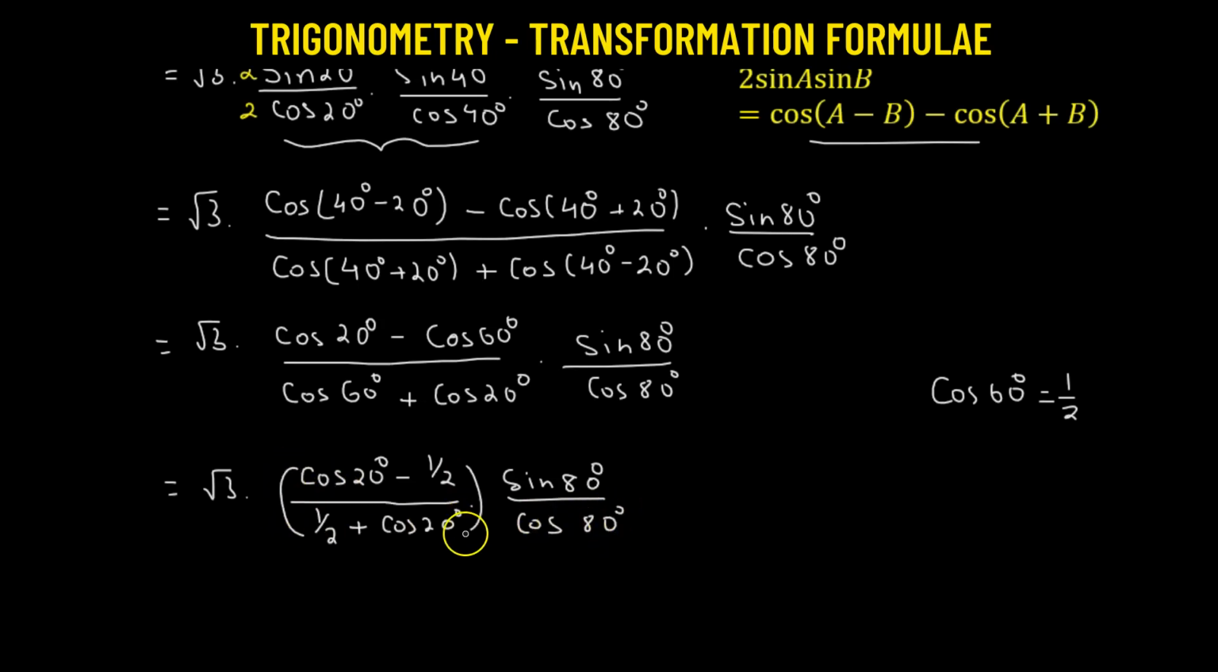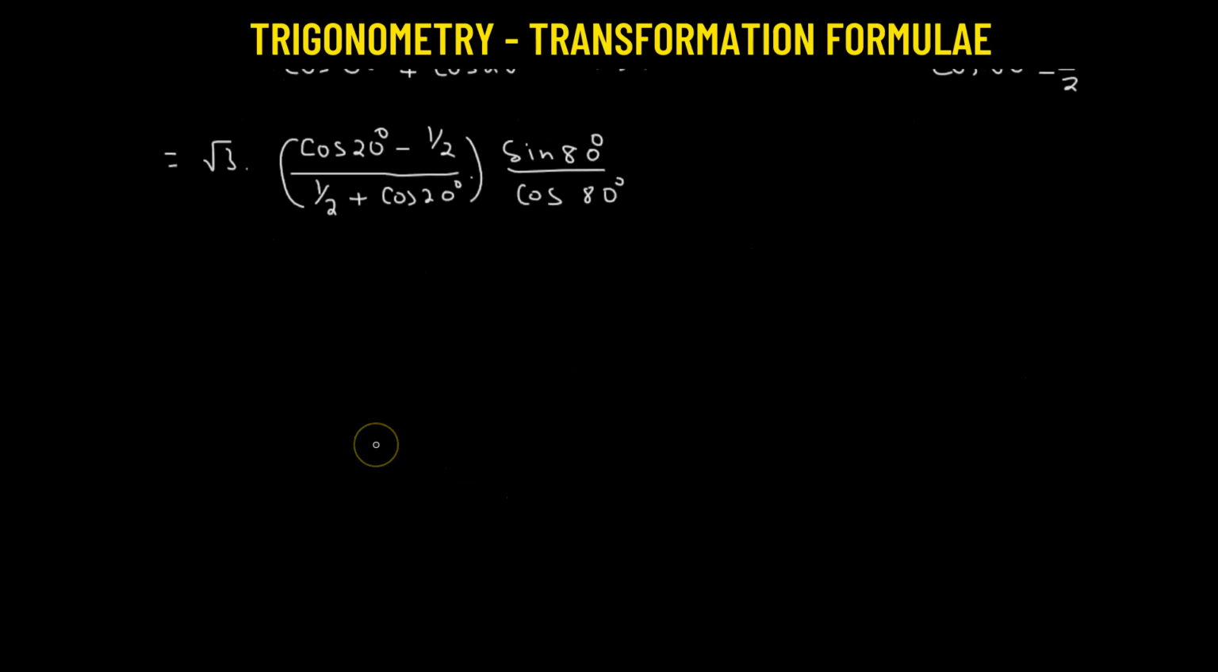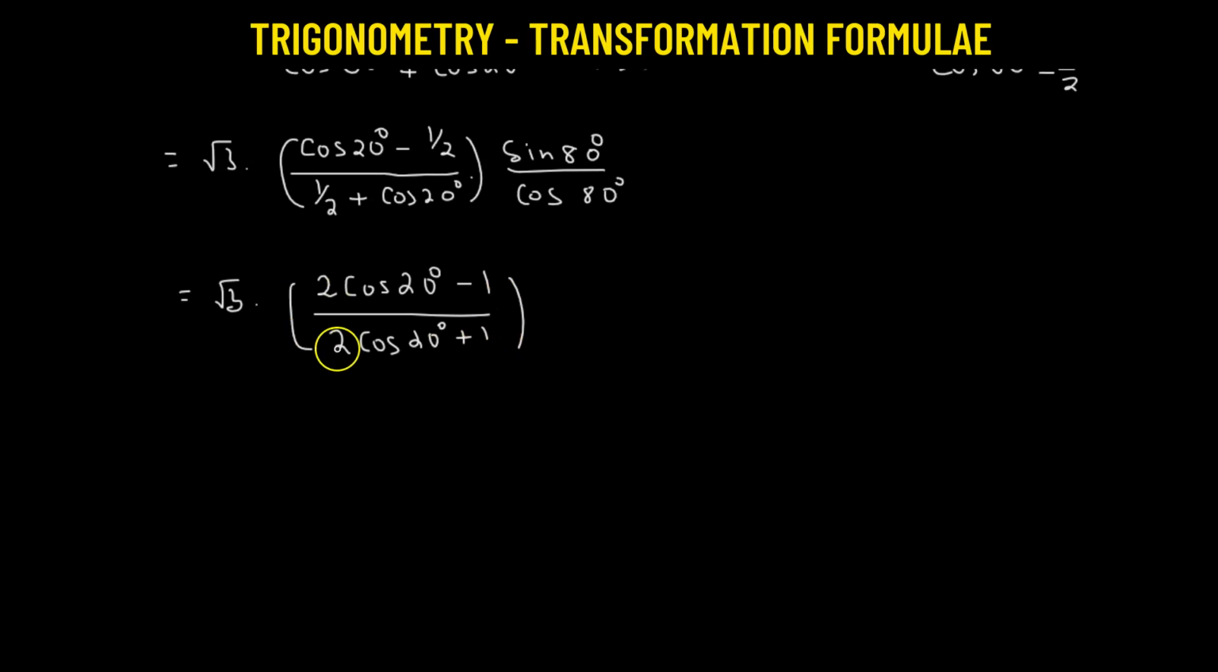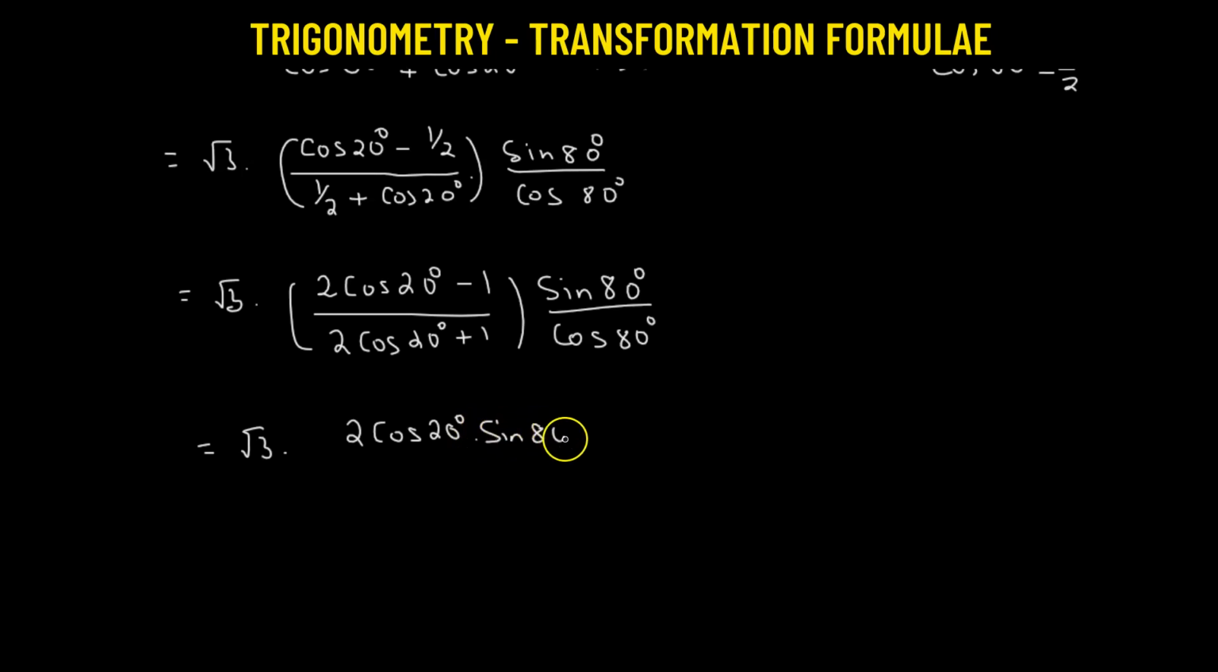We'll simplify this expression. All we have to do is multiply both the numerator and the denominator by 2. So we get square root of 3 multiplied by 2 times cosine 20 degrees minus 1, divided by 2 times cosine of 20 degrees plus 1, whole multiplied by sine 80 degrees divided by cosine 80 degrees. So let's multiply them. So we get square root of 3 times, we have 2 times cosine of 20 degrees times sine of 80 degrees minus sine 80 degrees.